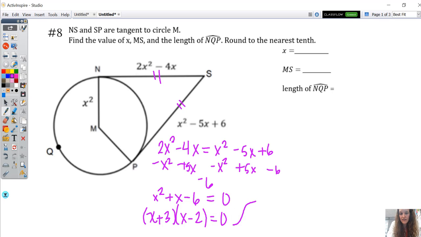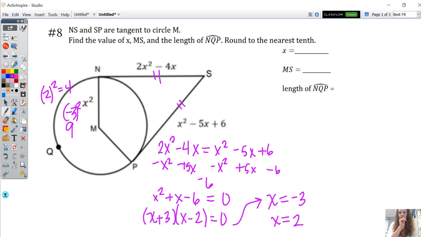And so when I solve, I set both of those factors equal to 0, and I get x equals -3 and x equals +2. So if I plug in -3 and I square it, then NM is 9. And if I plug in +2 and square it, then NM is 4. So there's actually two answers that work.